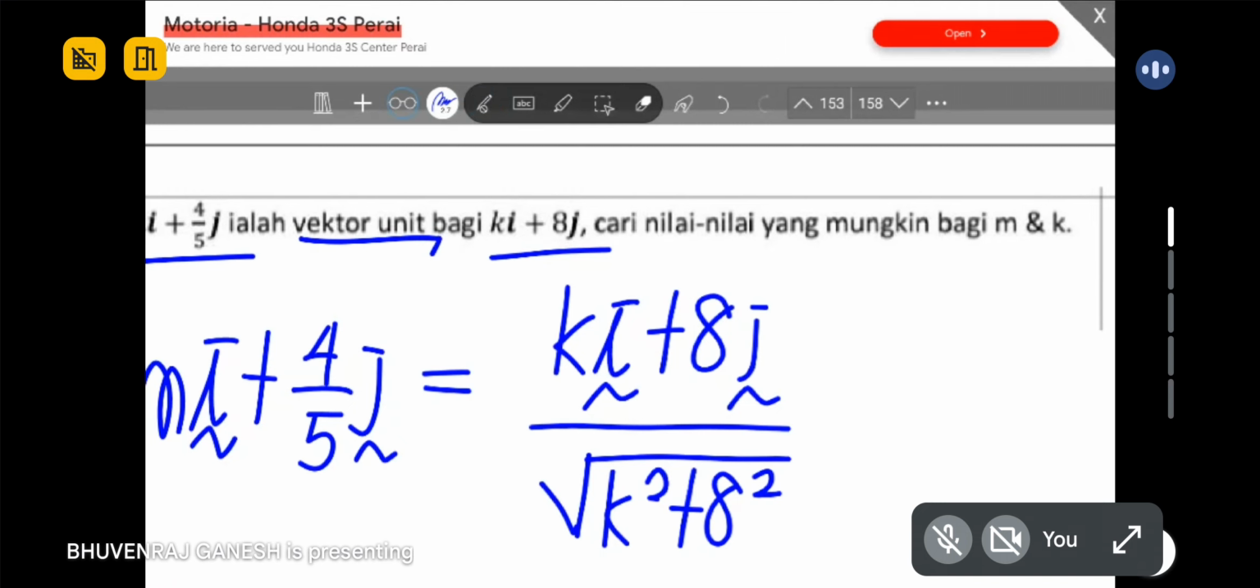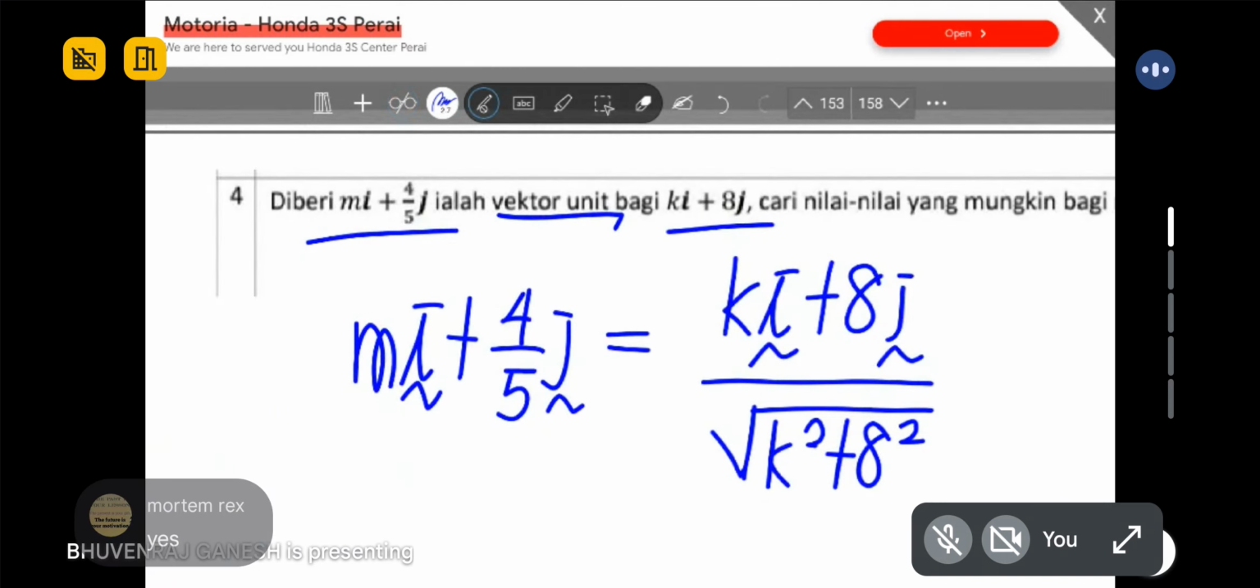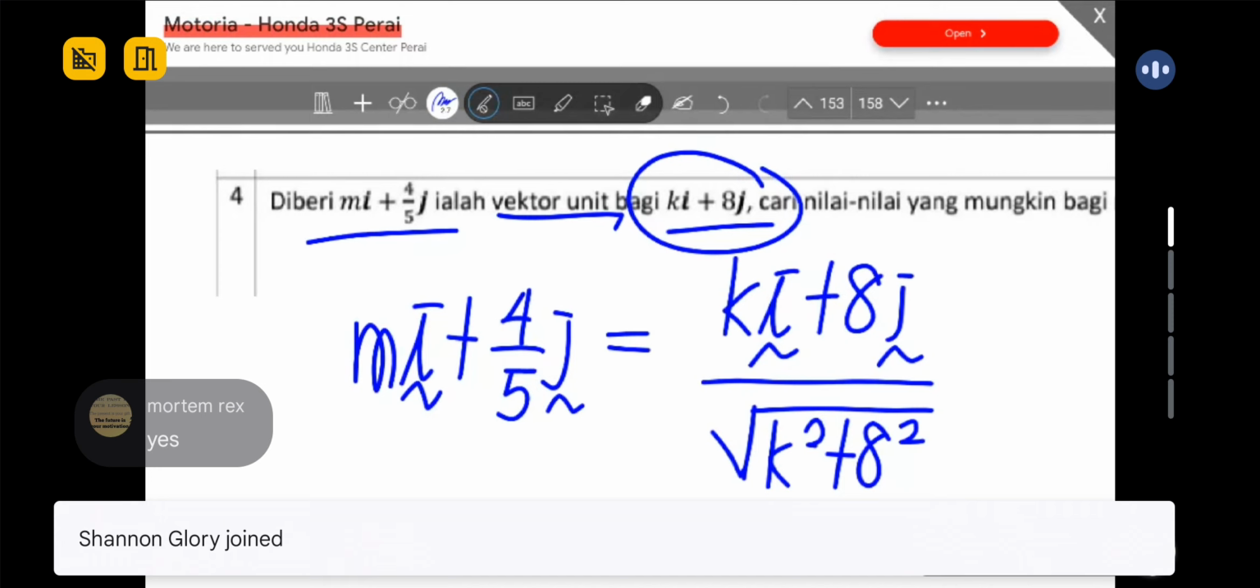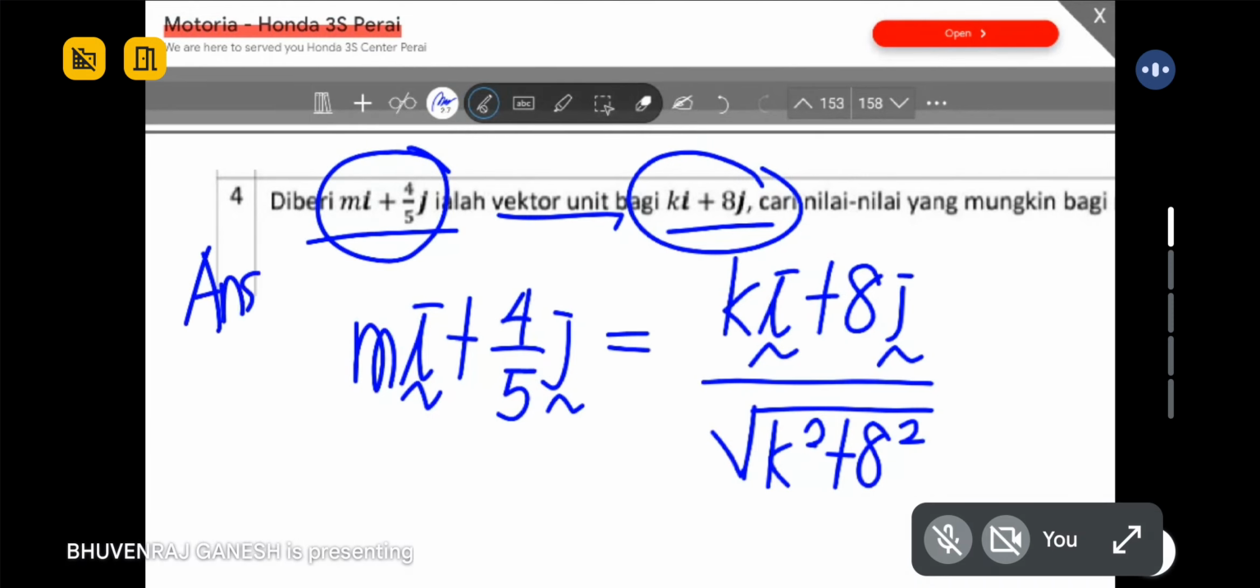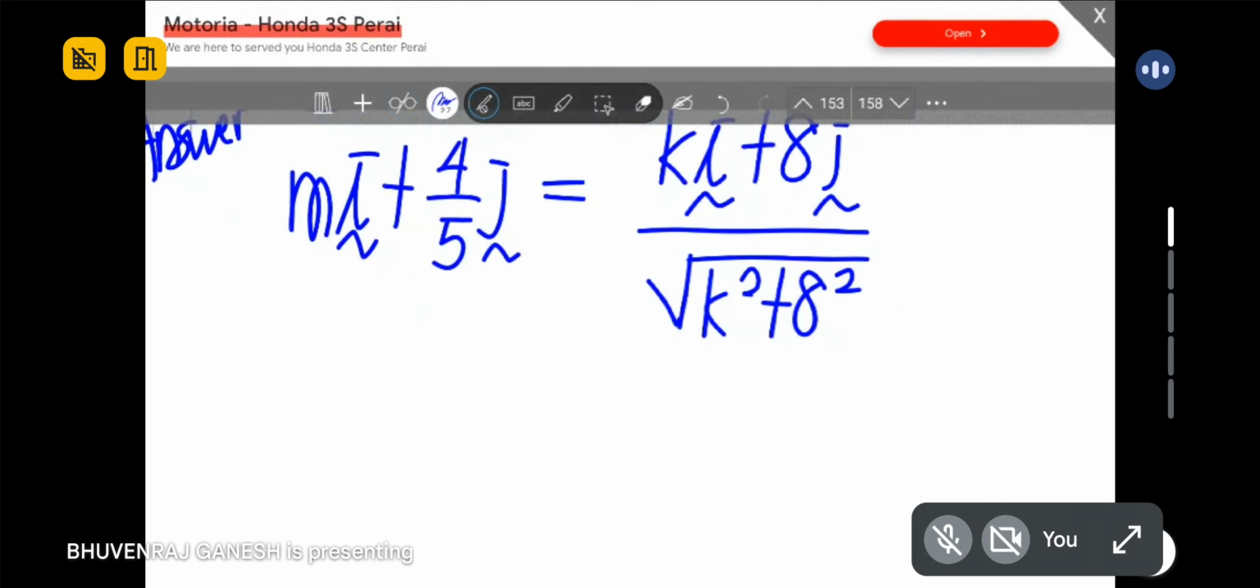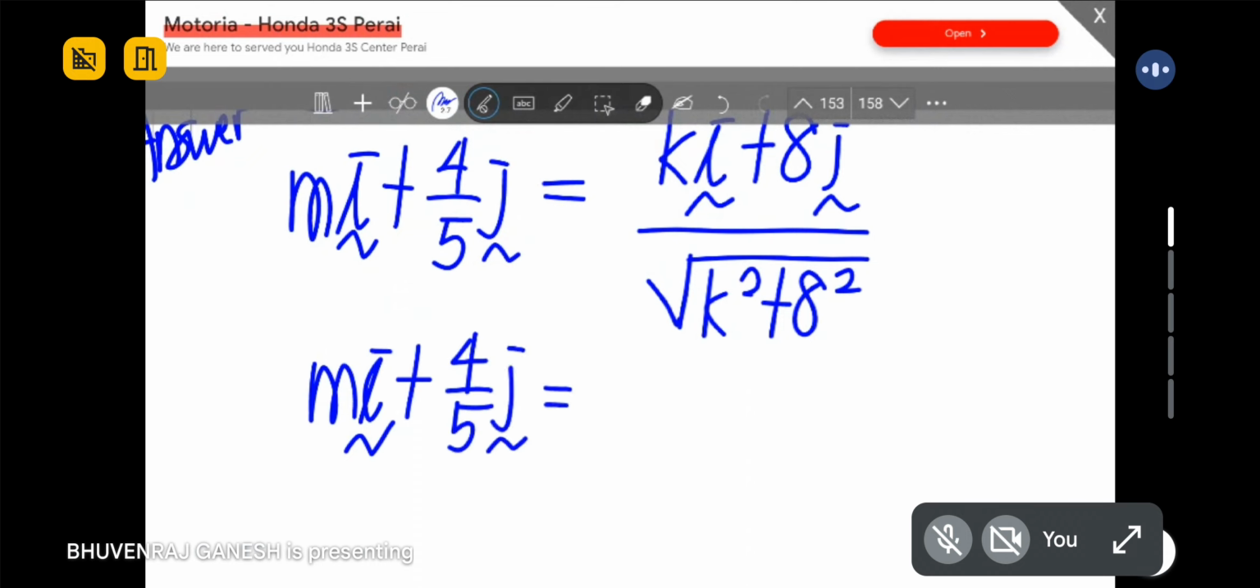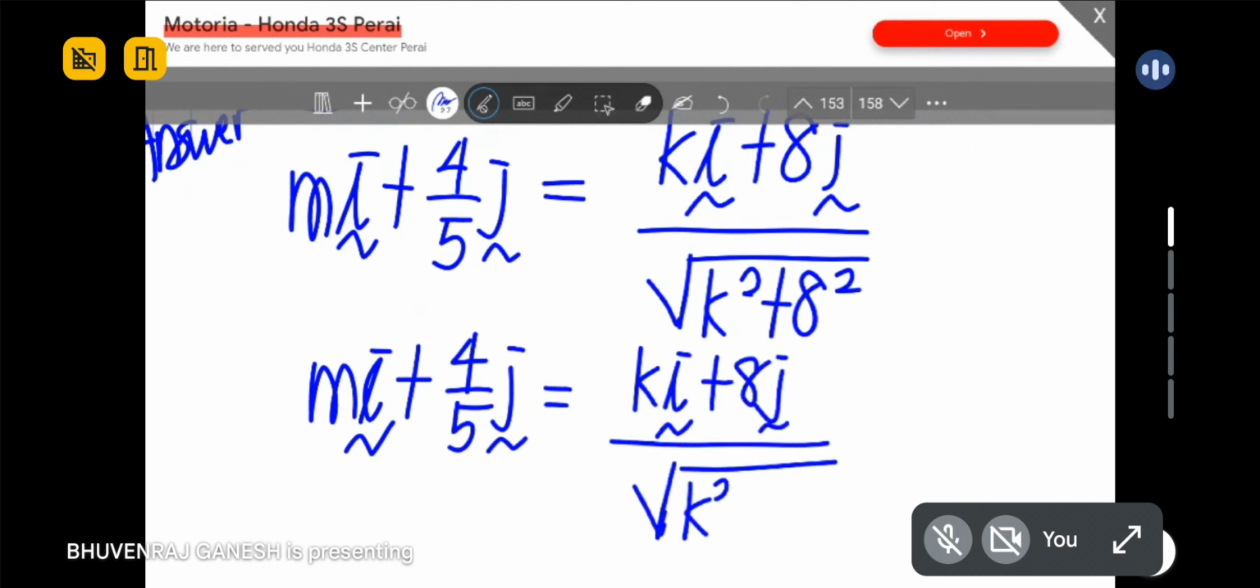So this is the equation you can form. They want you to find the unit vector for this one, and this is your answer. This is the question. So that's why you can equate each other. So mi plus 4 over 5j, you need to simplify. So you will get ki plus 8j over square root of k square plus 64.